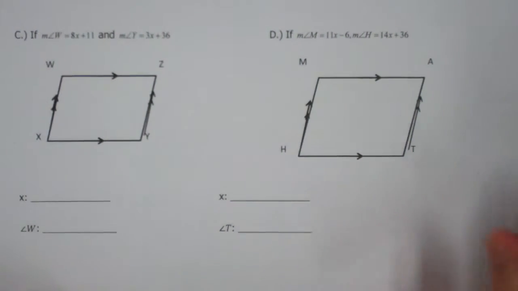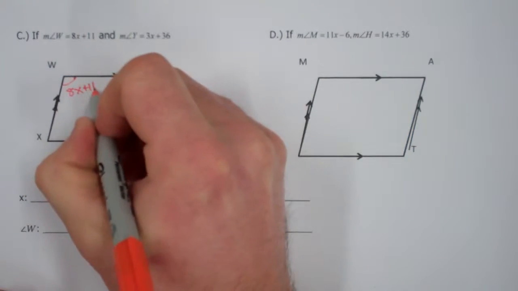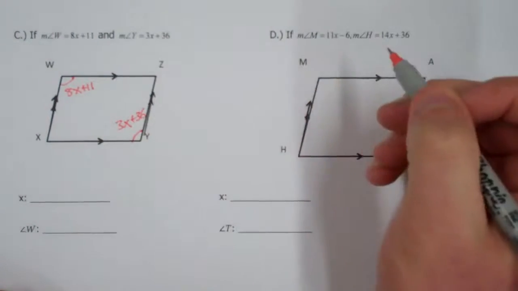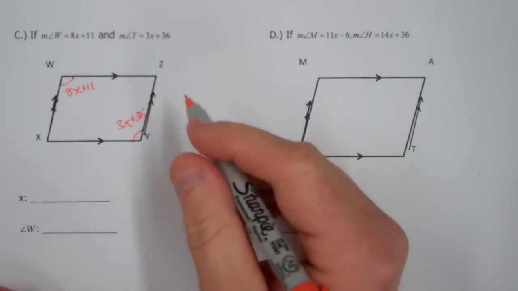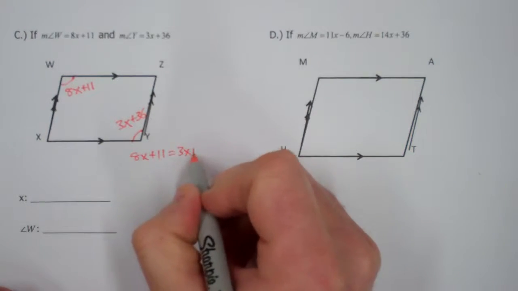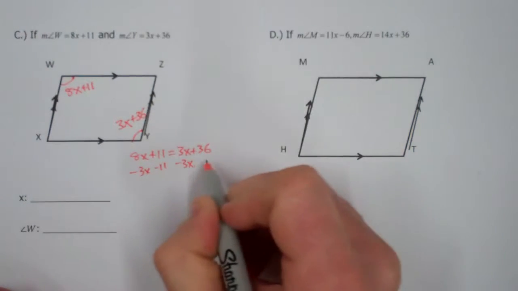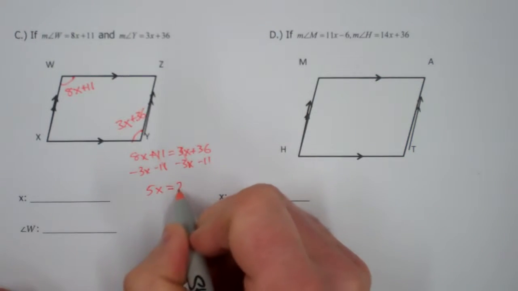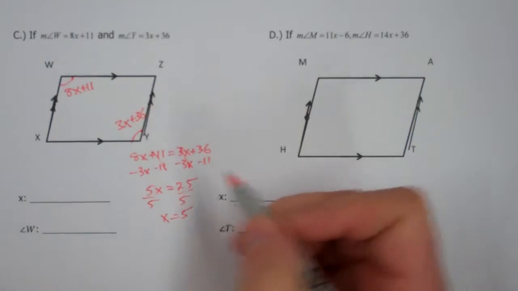Let's see what part C says. Part C says the measure of W is 8x plus 11, and Y is 3x plus 36. All right, well, those are opposite angles in a parallelogram, and so they are congruent. So we'll set 8x plus 11 equal to 3x plus 36. We'll subtract 3x from each side and also subtract 11. So 5x is equal to 25. We'll divide by 5 and x will be 5.